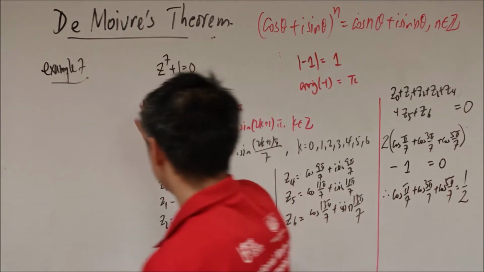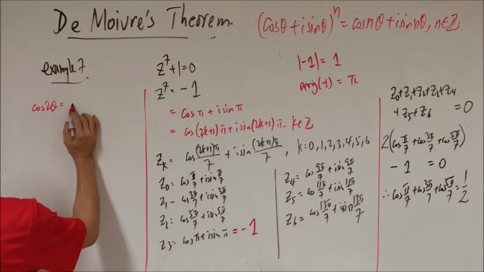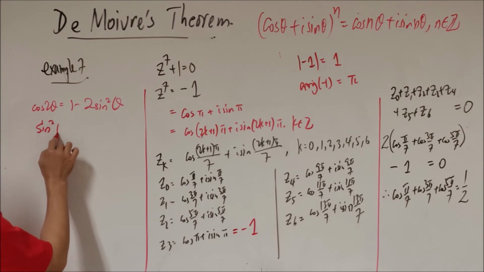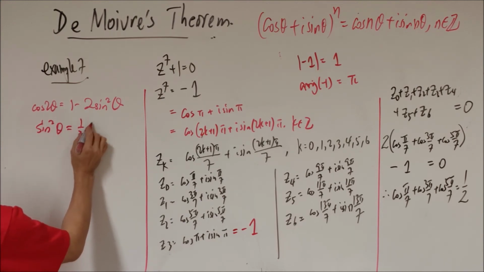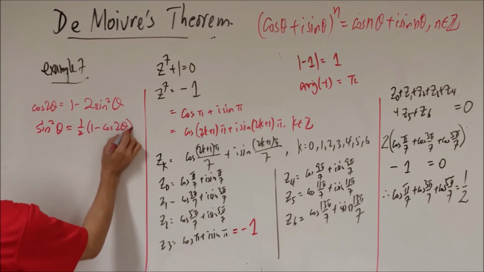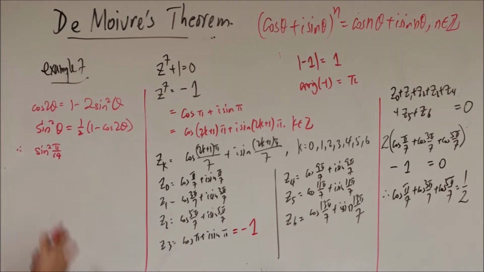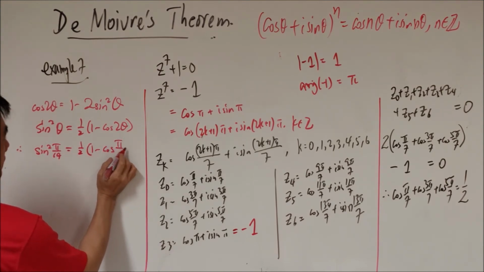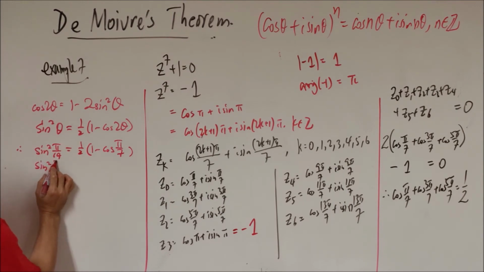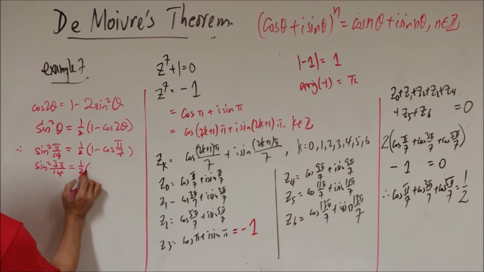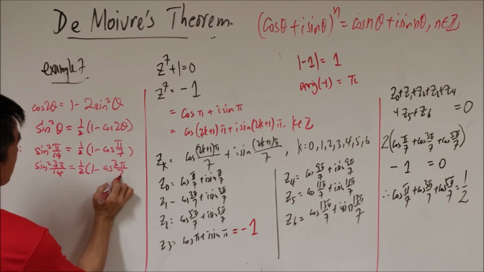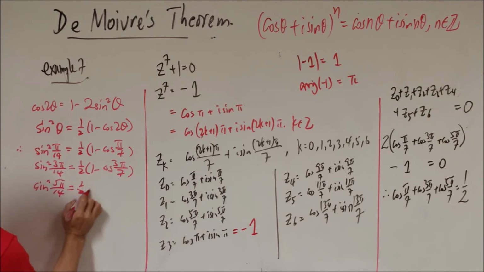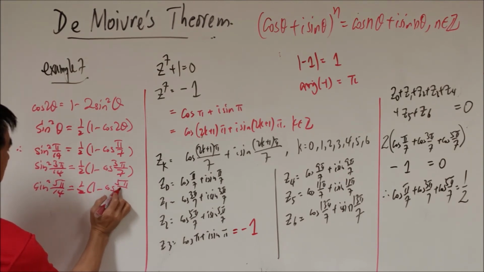And we recall that cosine 2θ equals 1 minus 2 sine square θ. It means that sine square θ equals half of 1 minus cosine 2θ. And therefore, sine square π/14 equals half of 1 minus cosine π/7. Sine square 3π/14 equals half of 1 minus cosine 3π/7. And sine square 5π/14 equals half of 1 minus cosine 5π/7.